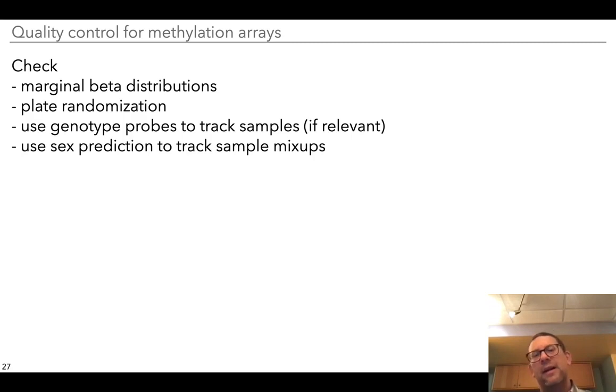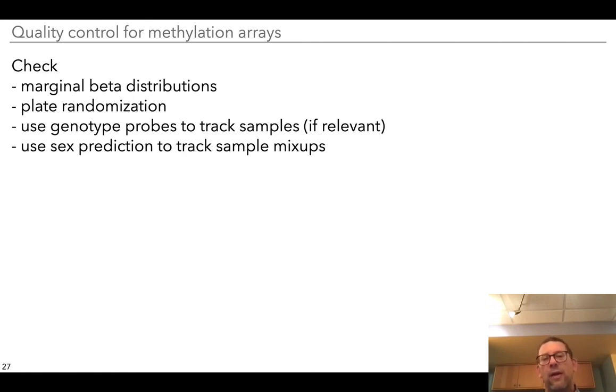For methylation arrays, I tend to check the marginal beta distributions. If you're familiar with methylation arrays, you know that the arrays themselves have room for multiple samples, and they're typically processed with 96 samples at a time in a plate setup. When you design an experiment, you should really try to randomize samples to the plates. But in practice, this is not always done, and if the samples are not randomized, plate effects can be confounded with comparisons of interest, and that can be a real issue.